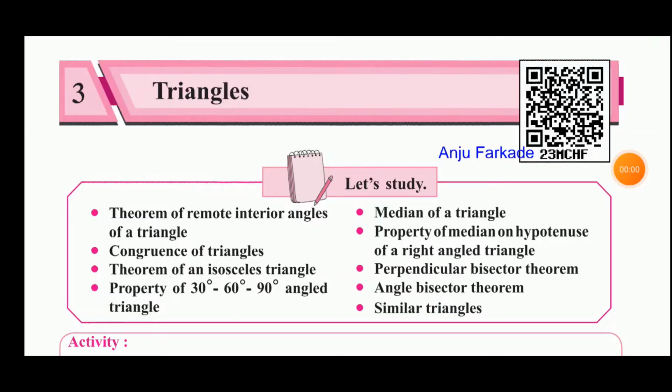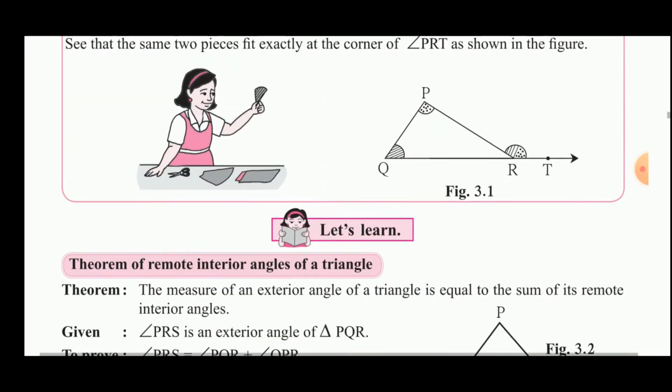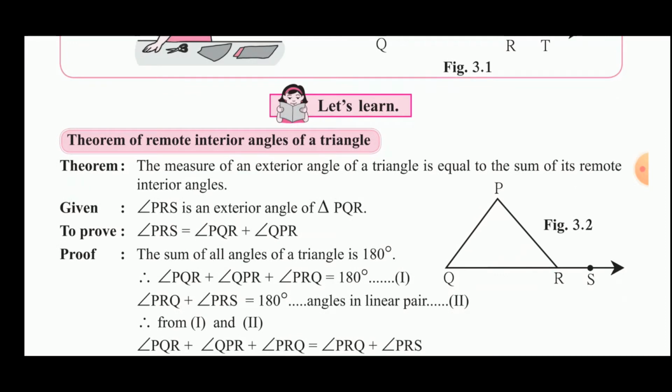Students, let us begin the third chapter now, triangles. Now here let us see the first theorem, the theorem of remote interior angles of a triangle. The statement of the theorem is, the measure of the exterior angle of a triangle is equal to the sum of its remote interior angles.